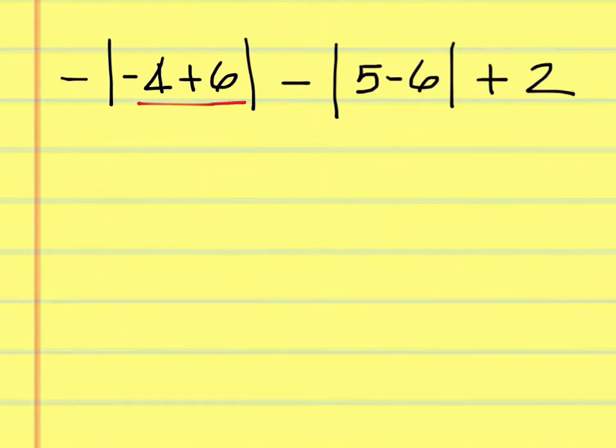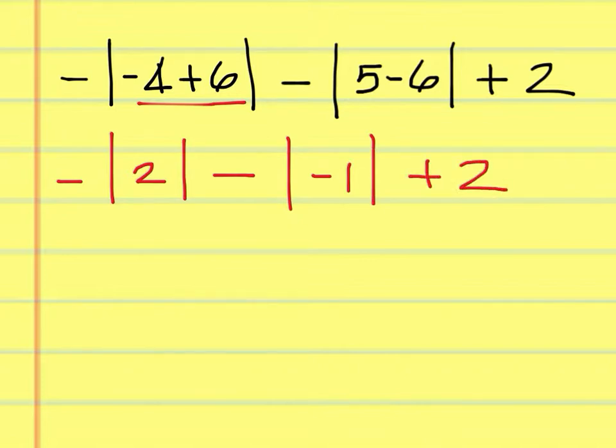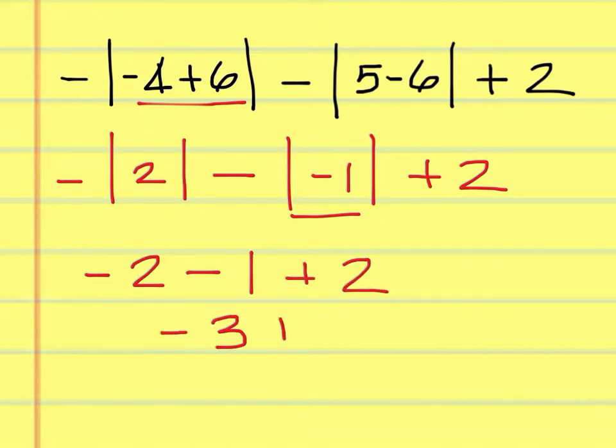Inside of these absolute value brackets, we will have a +2. And inside the other set, we'll have a -1. The absolute value of 2 is 2, and times the -1 outside is -2. The absolute value of -1 is 1. So -2 minus 1 is -3, plus 2 is -1.